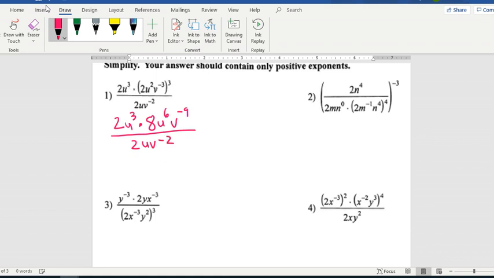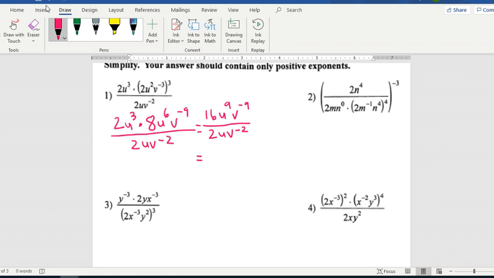to the negative 2nd. All right, I'm going to put everything together in the numerator, and then I will simplify from there. So what do we have here? We have 2 times 8, 16. And then u cubed times u to the 6th, that's u to the 9th. And then we have v to the negative 9th. And that's all over 2uv to the negative 2nd.